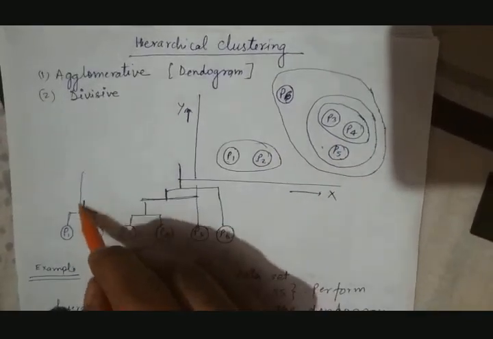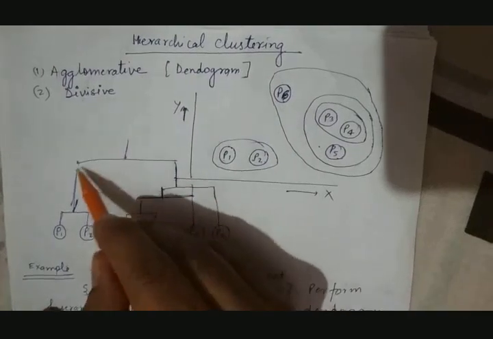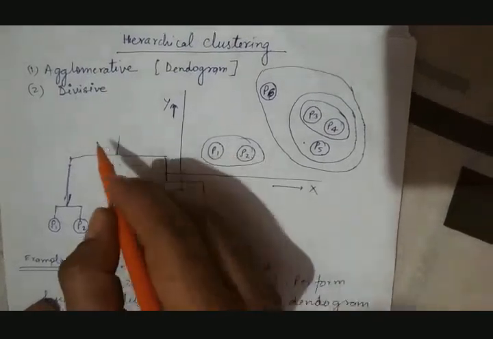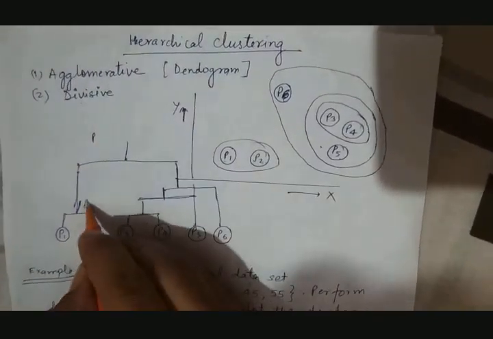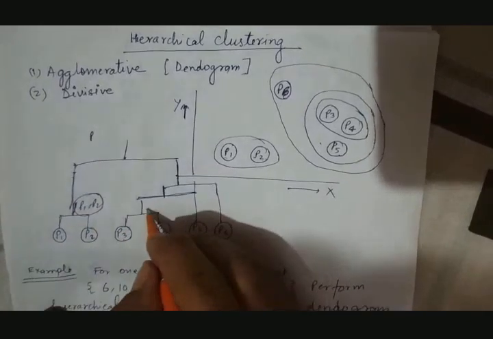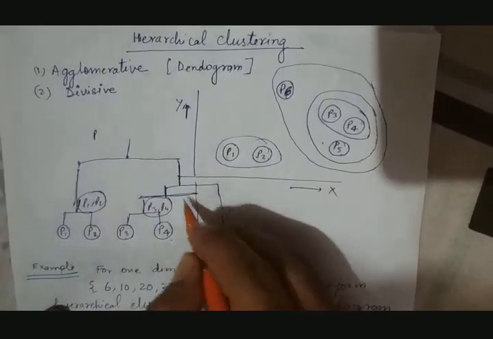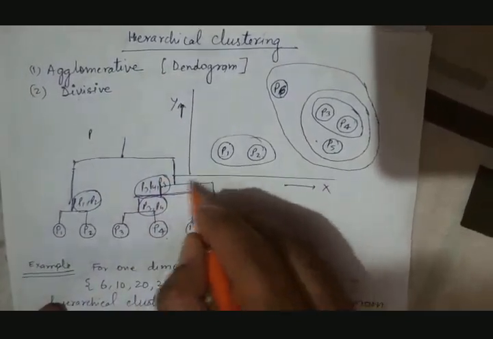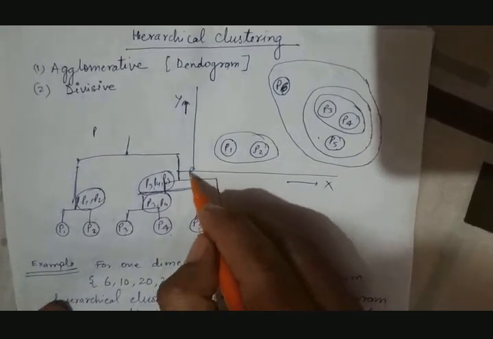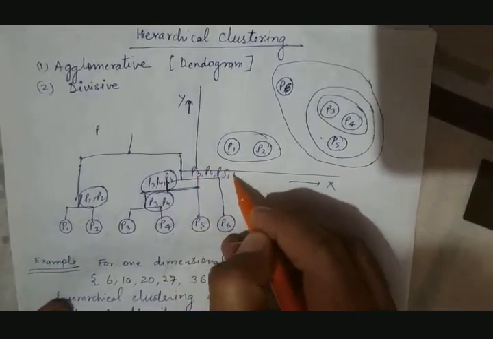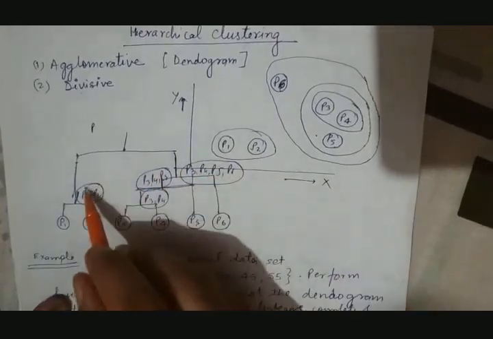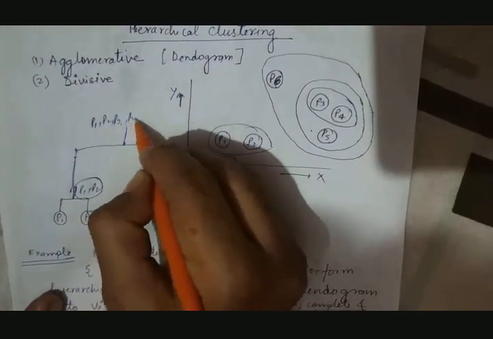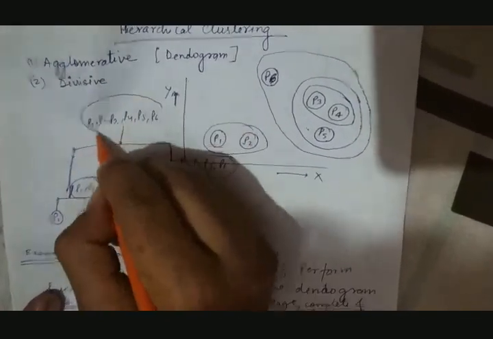And just see here, we have finally two clusters, this one and this one. The clusters we have here are P1 comma P2, here P3 comma P4, and here P3, P4 and P5, and here P3, P4, P5, P6. And finally if we combine these two clusters, what we get is P1 comma P2, P3, P4, P5, P6, the single largest cluster.